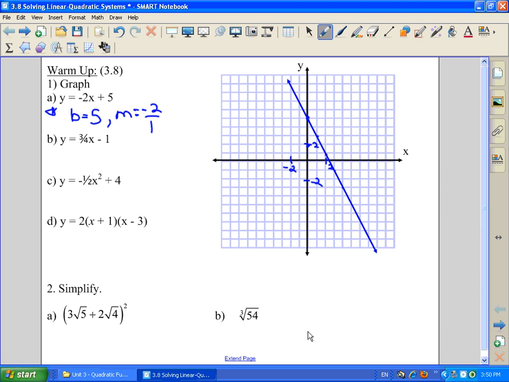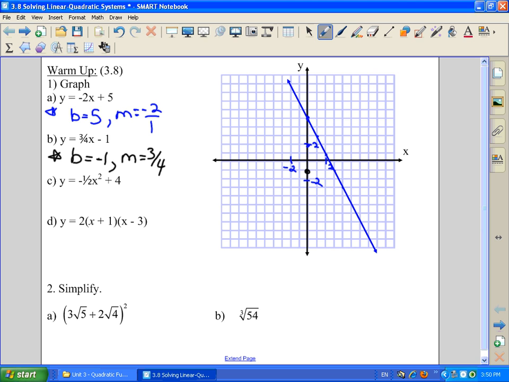Example B, ladies and gentlemen, I will do in black. Again, it's a linear equation. What do we know? We know that the y-intercept equals -1 and our slope equals 3 over 4. So I'm going to start at -1.